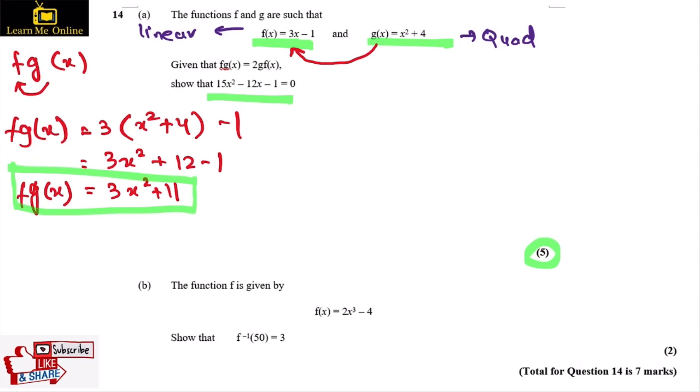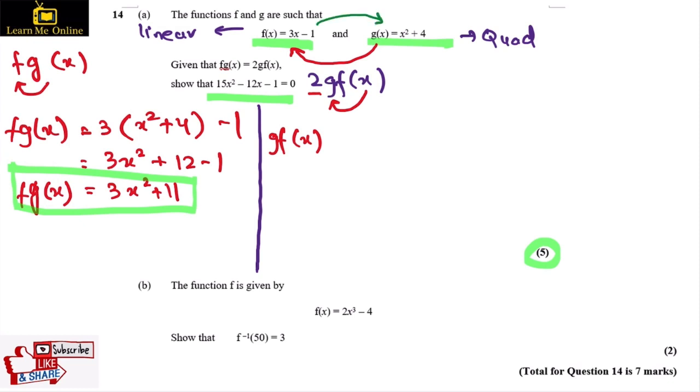We're going to do the right hand side now, which is 2gf of x. So I'll be doing it here now. So I'll be finding 2gf of x, which means that first I'm going to start by subbing the f of x function into the g function, and whatever we get we multiply by this 2 at the end. So gf of x would be subbing the f function into the g function. So it would be 3x minus 1 with the whole squared plus 4. This is gf of x.